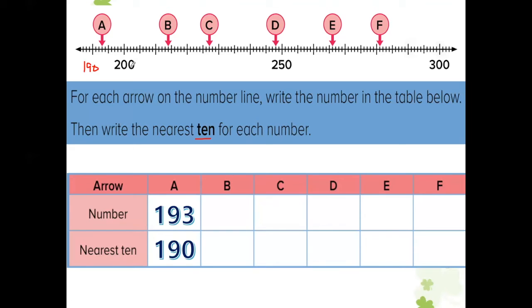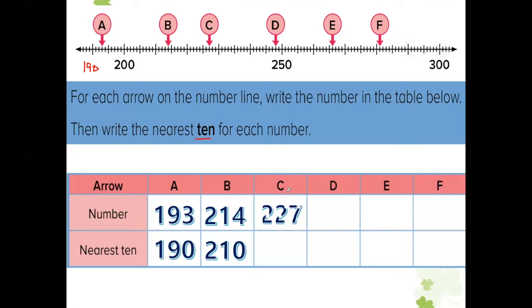How about letter B? So we have here 200, 10, 11, 12, 13, 14. So it is 214. So here the correct answer is, good job, it's 210. How about letter C?